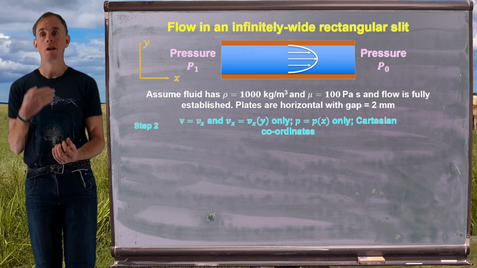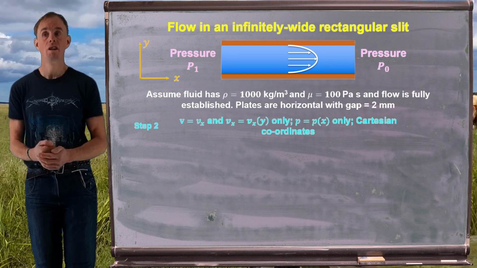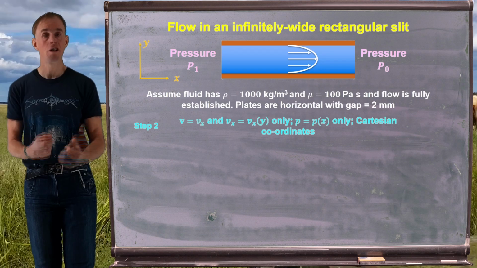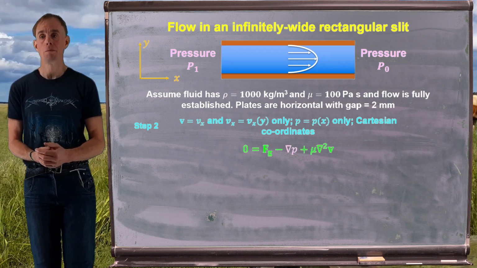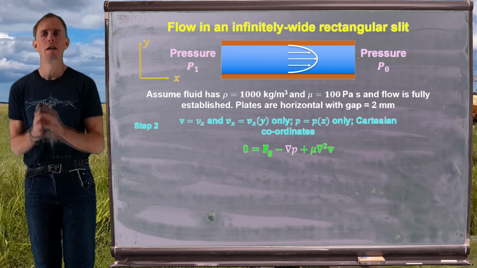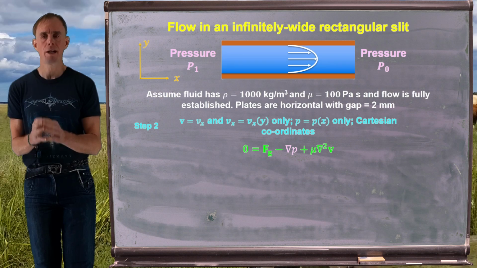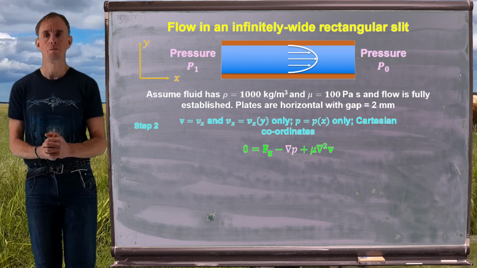Because we've got a rectangular geometry that's easily described by a change in x, a change in y, and a change in z, where the z direction is into the blackboard. So that is step 2 complete. Step 3, we're now going to apply those simplifications or those observations to simplify Navier-Stokes equations.